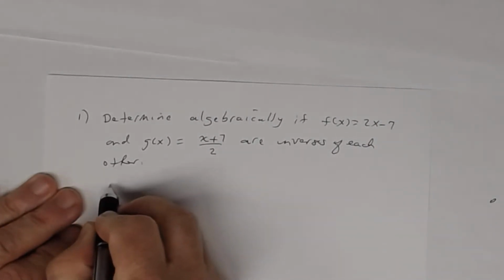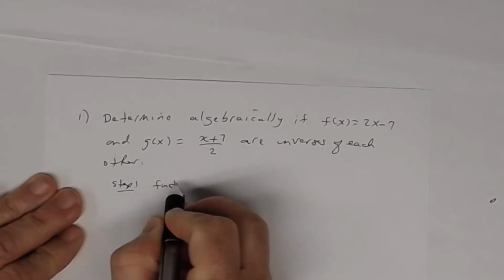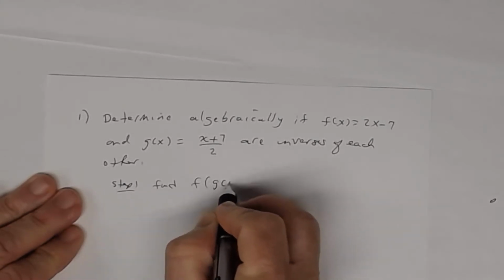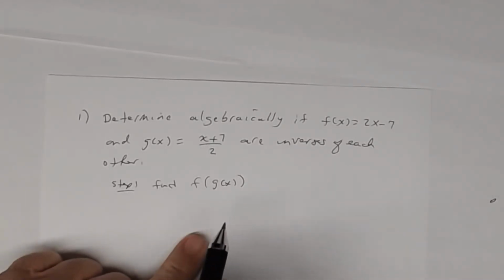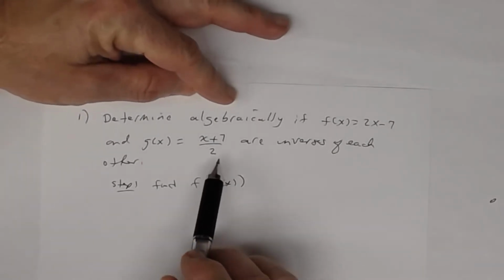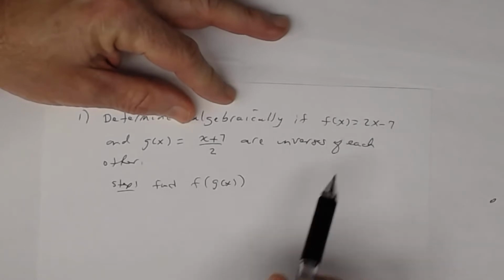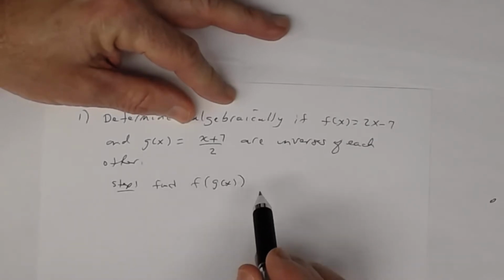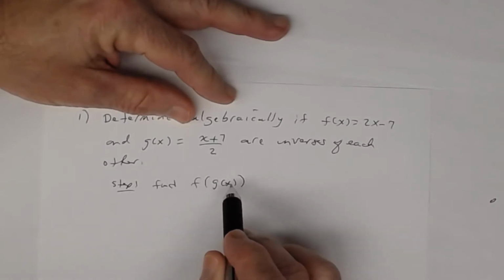So step one, you're going to find f of g of x. You're going to do that first, and you want to make sure that's equal to x. So if you take g of x, put it back into f of x, you want to get x back. When f and g are inverses, they undo each other.